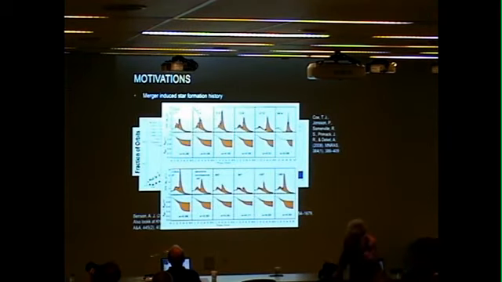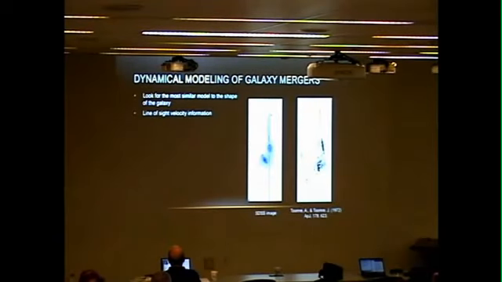Also, merger-induced star formation rates depend on the orbital parameters of the mergers. Pericentric distance, and this is from T.J. Cox's paper, 2008, which shows the dependence of the merger-induced star formation rate on the pericentric distance and on the inclination of the disks. So how do we do the dynamical modeling?